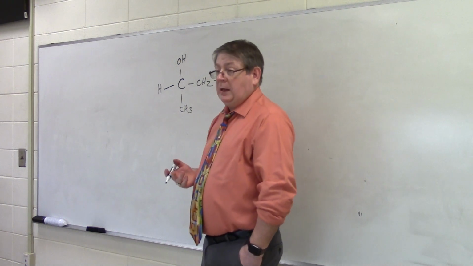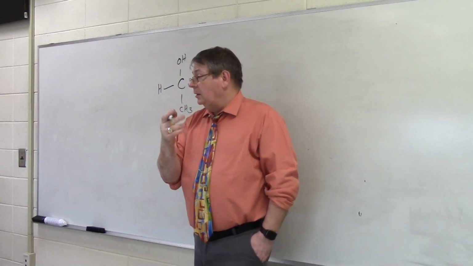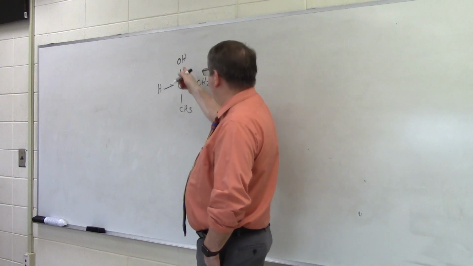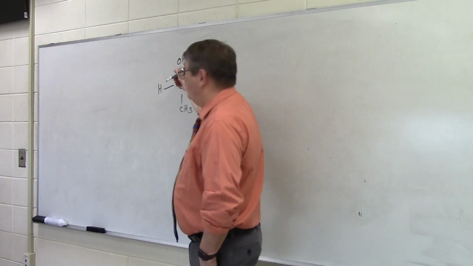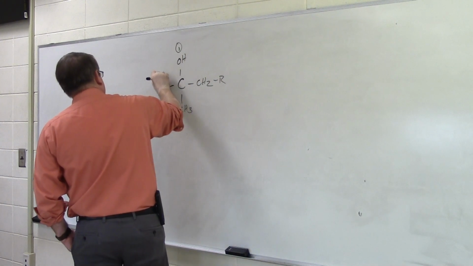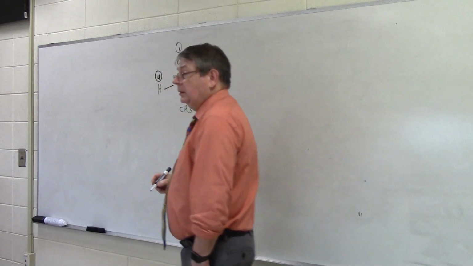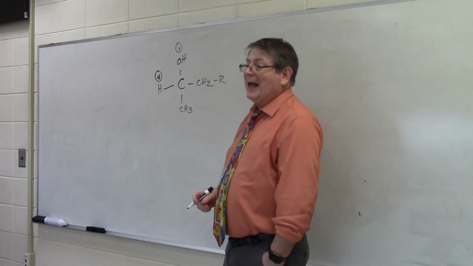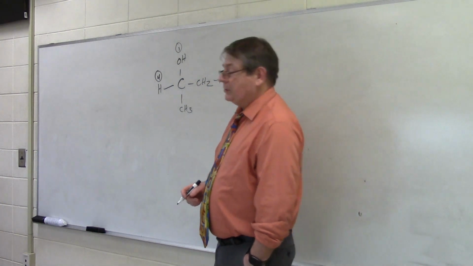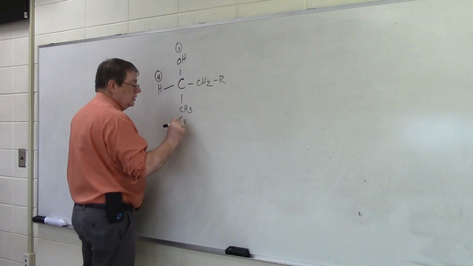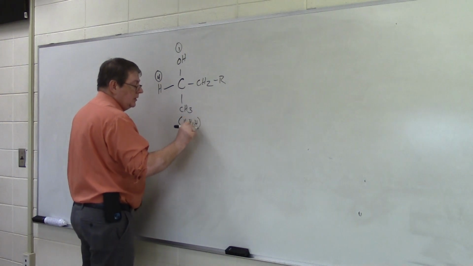How do we determine priority? We go by the atomic number, right? So I've got oxygen, hydrogen, carbon, and carbon. Oxygen clearly has the highest atomic number. This is going to be number 1, highest priority. Hydrogen's going to be number 4, lowest priority. Now I've got 2 carbons. So what do I do now? I have to ask myself what's attached to those carbons. What's attached to this carbon? Simply 3 hydrogens. And I always put these in parentheses.